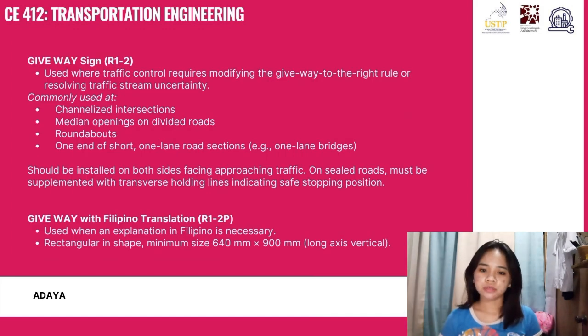Now let's continue about the give way sign. It is used where traffic control requires modifying the give way to the right rule or resolving traffic stream uncertainty. It is commonly used in channelized intersections, median openings on divided roads, roundabouts, and one end of short, one lane road sections, for example one lane bridges. It should be installed on both sides facing approaching traffic, and unsealed roads must be supplemented with transverse holding lines indicating a safe stopping position.